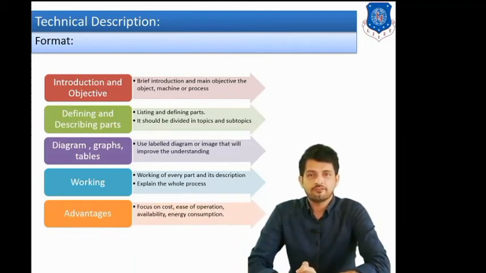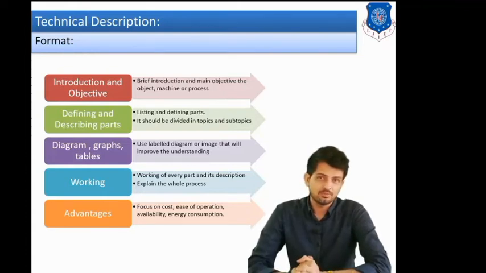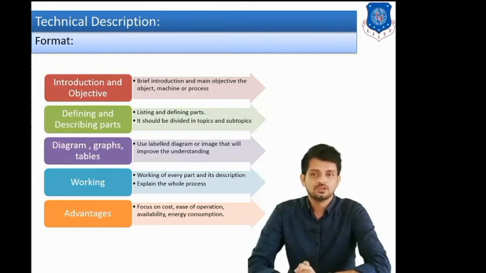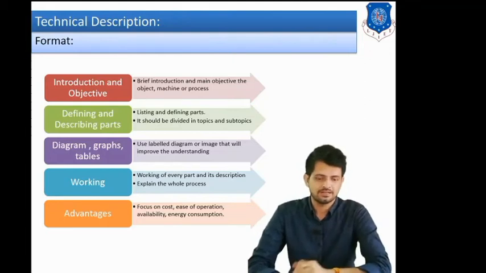After that you have to write the advantages. Now whenever you are writing advantages, you have to focus on cost. You have to focus on ease of operation, how that particular process is easy, then is it available or not, then you have to also take care about the energy consumption. So these are some aspects that we have to keep in mind while writing the advantages.